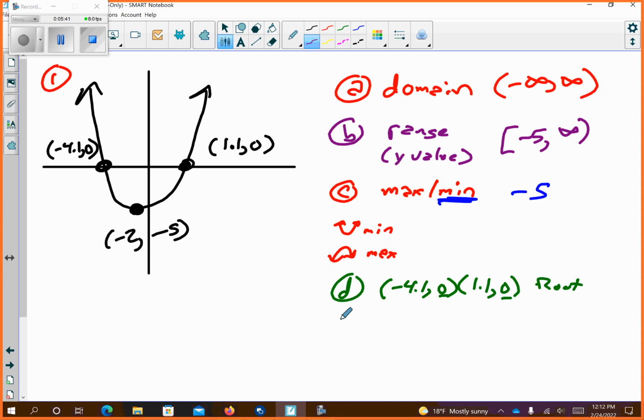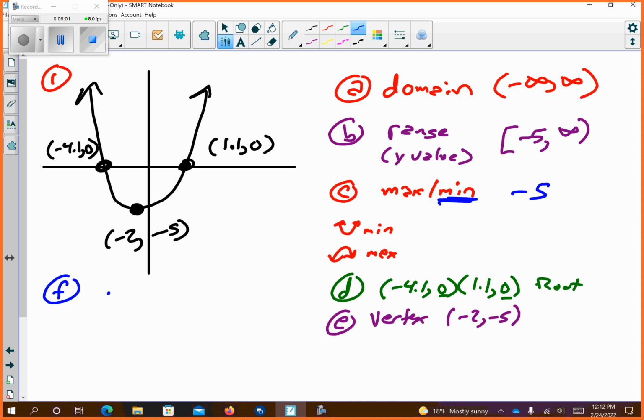letter E should be relatively easy, just going to the vertex. The vertex we have is negative 2, comma, negative 5, and I think the vertex was easier to find. You're just counting in the x direction and then the y direction. And then I'm going to look at letter F. And I'm going to do letter F two different ways.